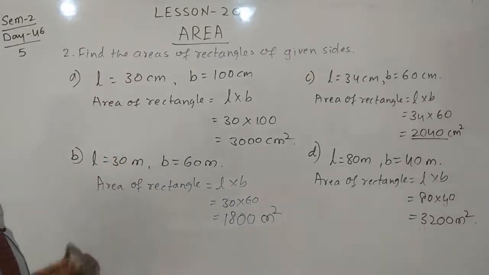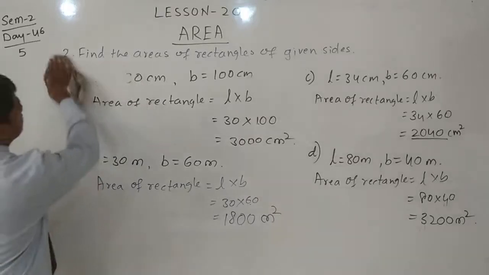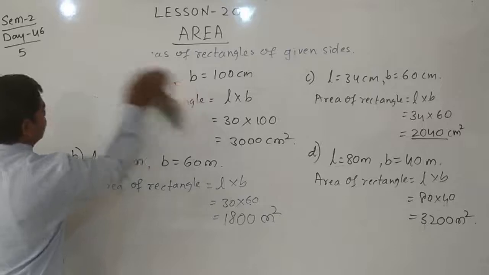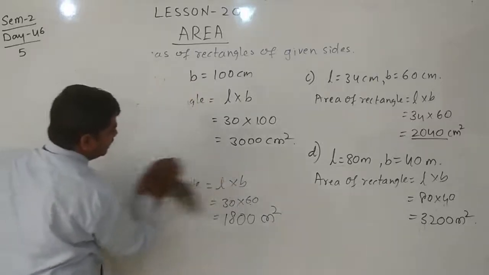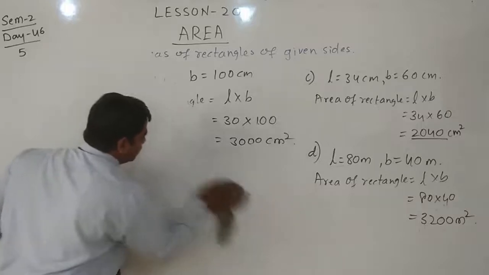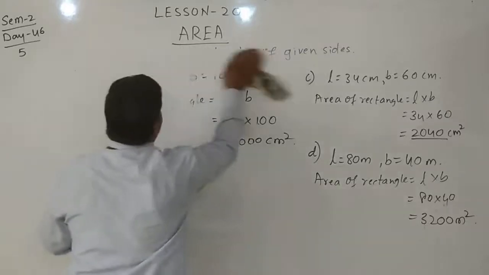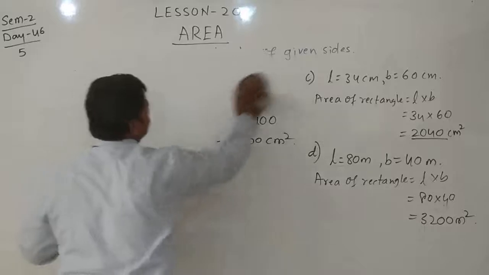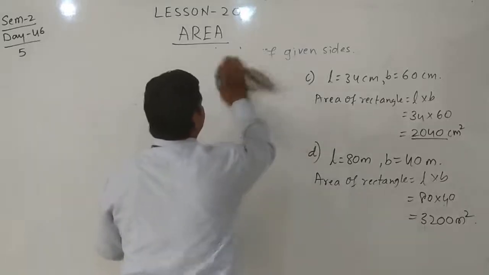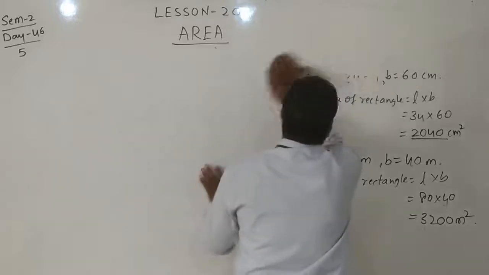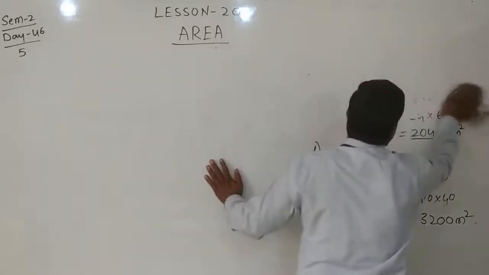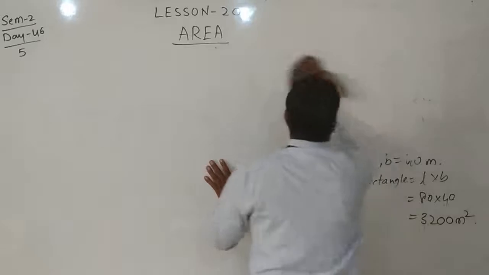Find the area of the triangle. Find the area of the triangle by counting. Yes, its area by counting the squares. The square area is 1 centimeter square. Each square is 1 centimeter square. 1 centimeter square means how many squares are there in that triangle? By counting that we can find its area.